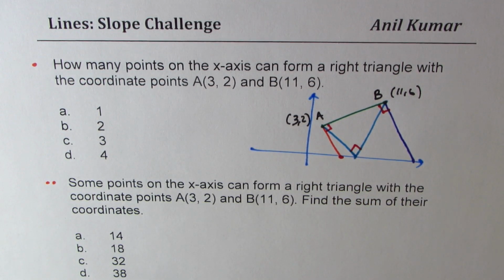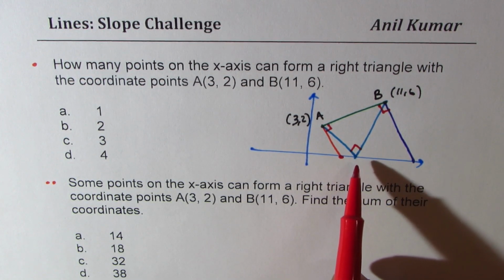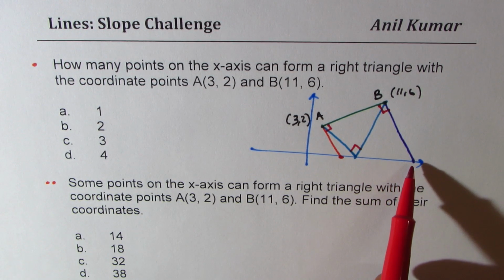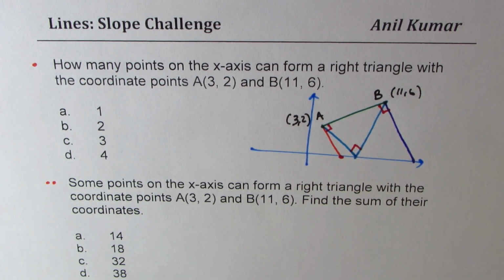Now that is a tricky part. How many such points can there be? That is a tricky point. So we do have 2 points for sure. A third point is possible. Can a fourth point be there? Now that is what you need to gamble to answer this question.